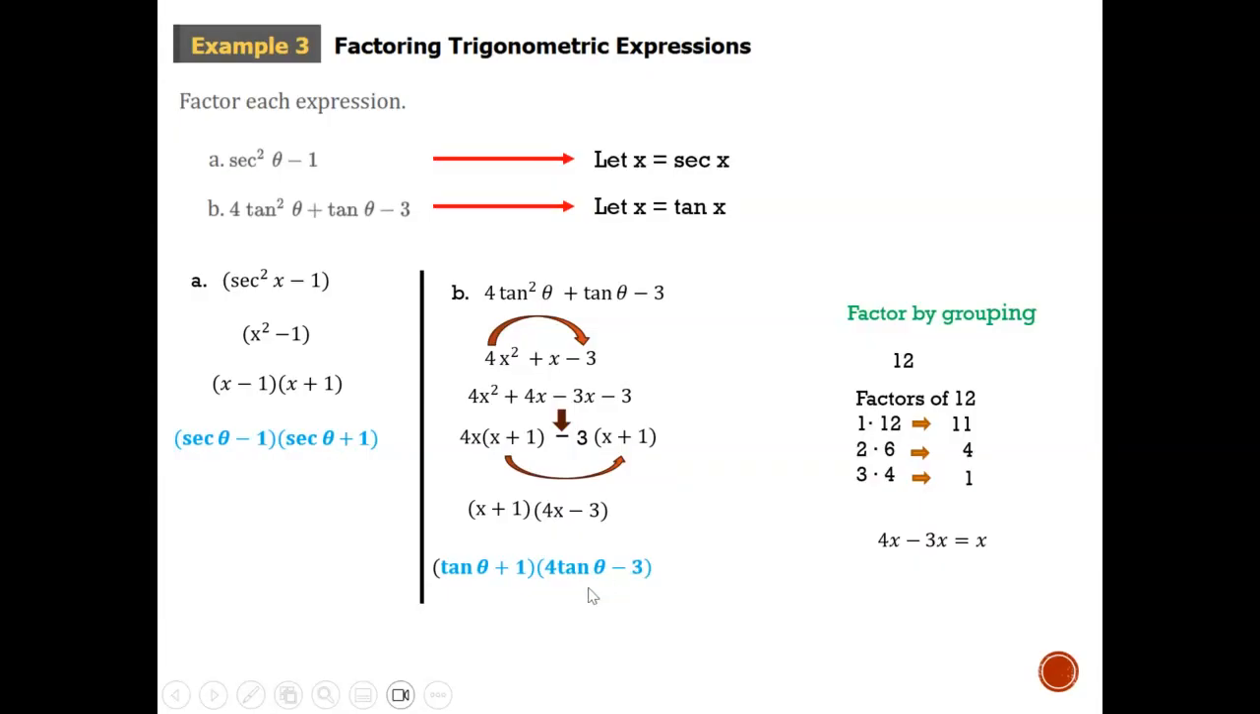Hey guys, this is crucial, because I believe in section 5.3 or 5.4, I don't remember which one, you're going to be solving trig functions by factoring. So that's why you have to know how to factor, because you're going to be solving these. For example, if we were solving these, we would let it equal 0, and then we would let tangent theta plus 1 equal 0, and 4 tangent theta minus 3 equal 0, right? And then you solve for x or for theta. That's what's coming up in, I believe, 5.3. Anyway, this is my answer for B.